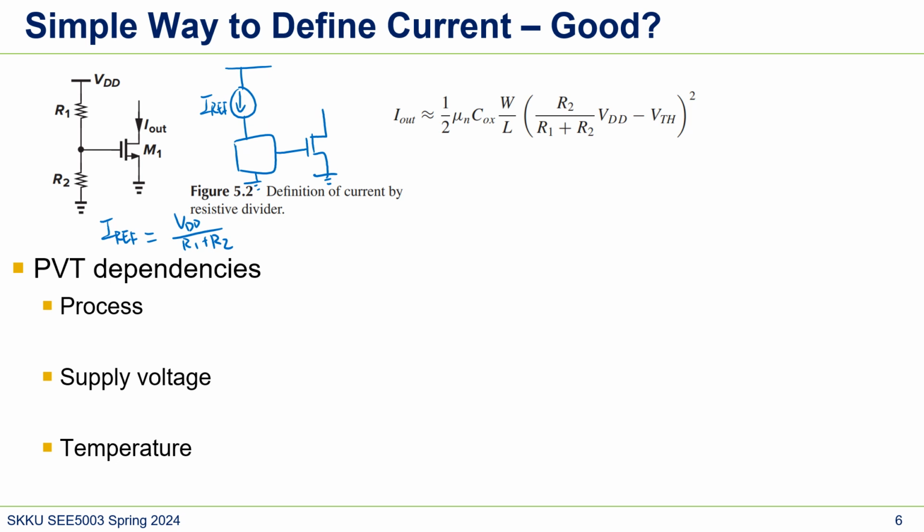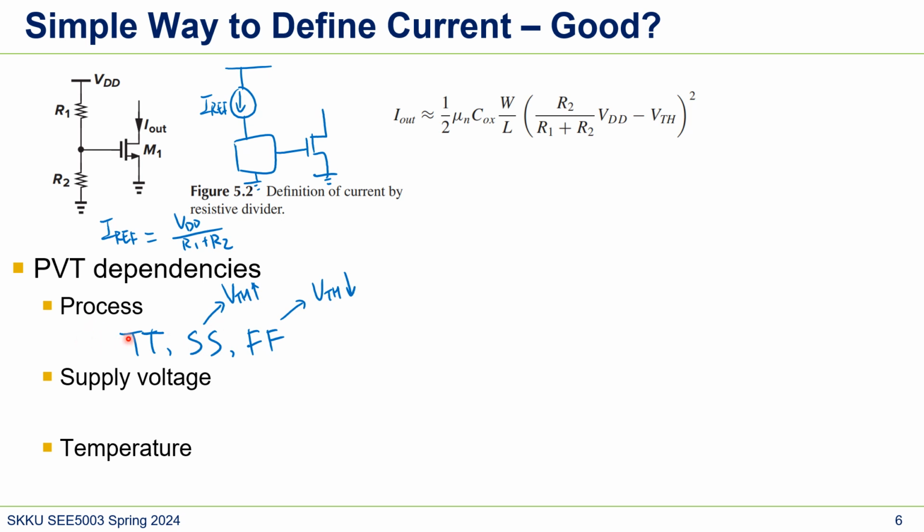So process means like TT, SS, or FF. So it's about like NMOS and PMOS performance. TT means both of them are normal, typical. SS means NMOS and PMOS are slow. FF means fast. So one thing of this slow is VTH is high. FF, VTH is low.